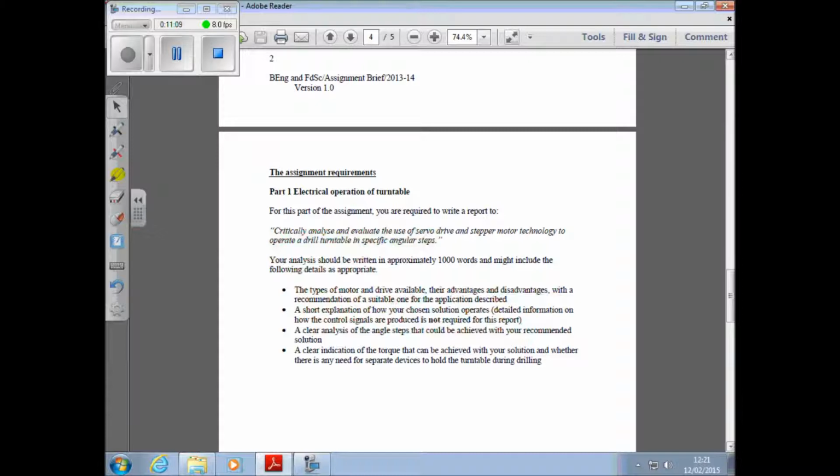A clear indication of the torque that can be achieved with your solution, and whether there's any need for separate devices to hold the turntable during drilling. So is there any need to hold that still mechanically while it drills in each position? And you saw last week that there's a holding torque on the stepper motor, but whether you can achieve that with a servo drive, that's for you to find out. And what sort of torques can we achieve with this system? It's not got to turn a particularly heavy load anyway, but you might want to consider how much holding torque you've got there.